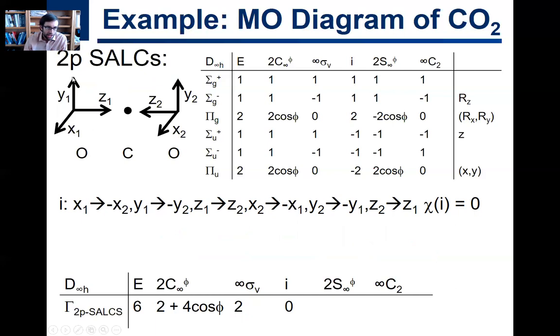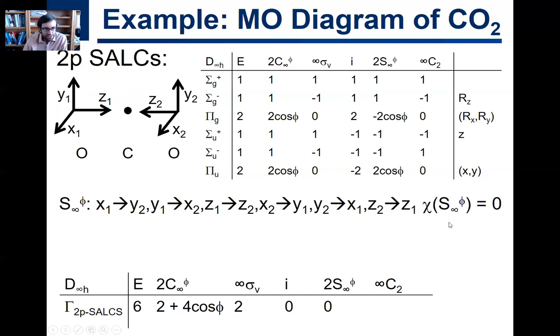y1, that's up high to the left. We're going to have to go down low to the right. That's negative y2. z1, well, that's to the right, and so we're going to have to go to the left. And vice versa for all these. So they all end up changing to another vector or a negative of another vector. So there's going to be all zeros on the diagonal of your matrix, so that gets you 0.